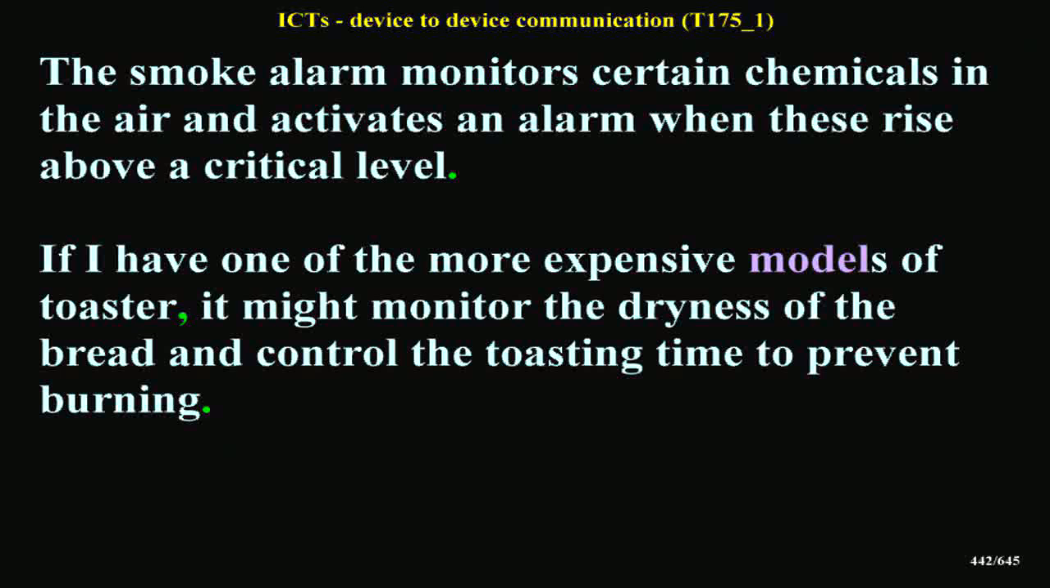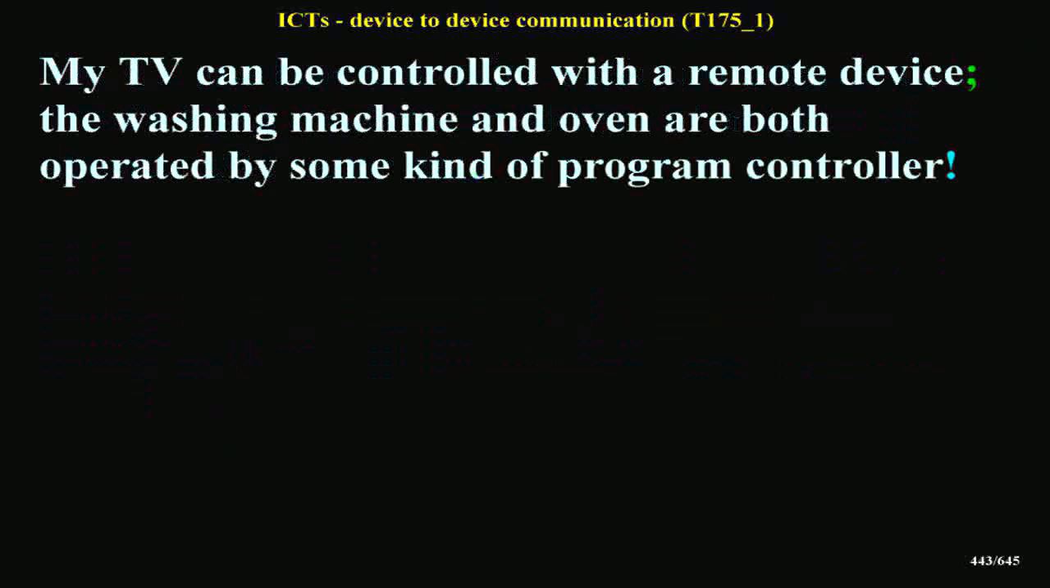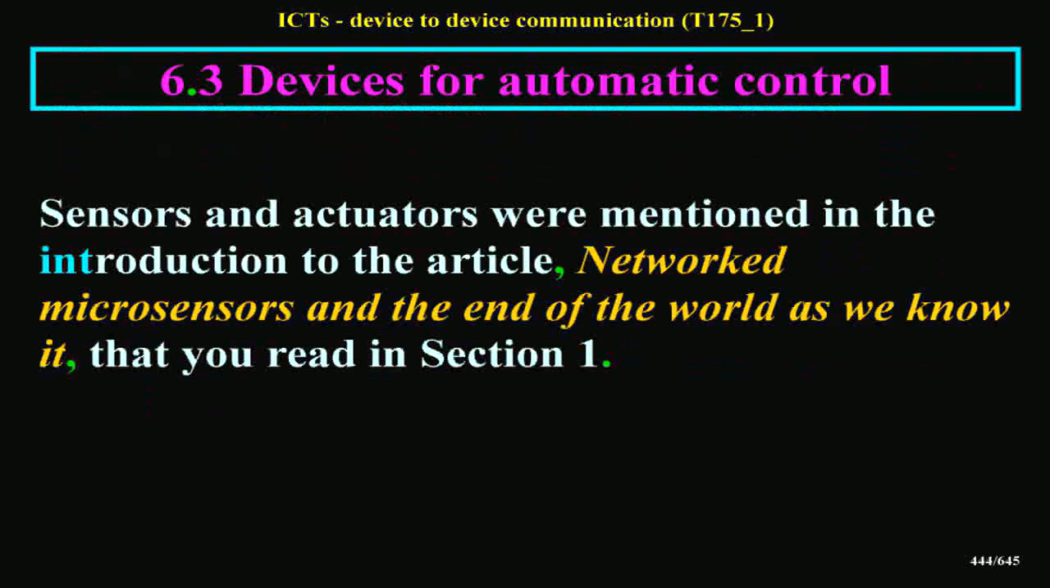If I have one of the more expensive models of toaster, it might monitor the dryness of the bread and control the toasting time to prevent burning. My TV can be controlled with a remote device. The washing machine and oven are both operated by some kind of program controller. 6.3 Devices for automatic control.